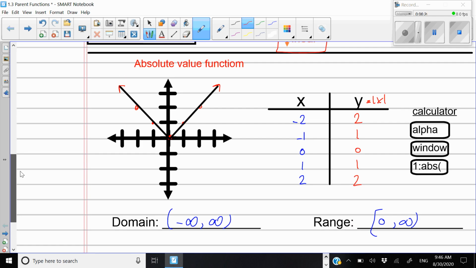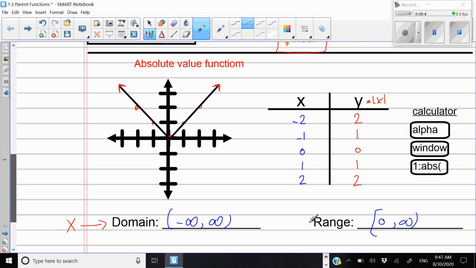Okay, domain and range. For domain, I'm going to move from left to right, x values. As I'm moving from left to right, I see that all the values of x are defined here. There's no restriction and no hole here. So everything is covered, and the graph is going to continue from left and right. That means it's from negative infinity to infinity.